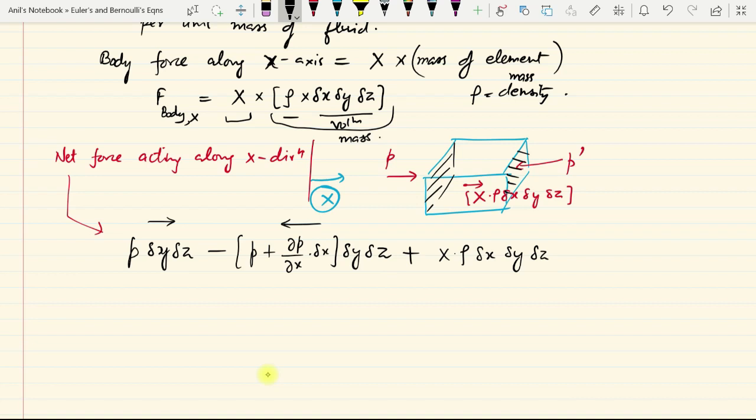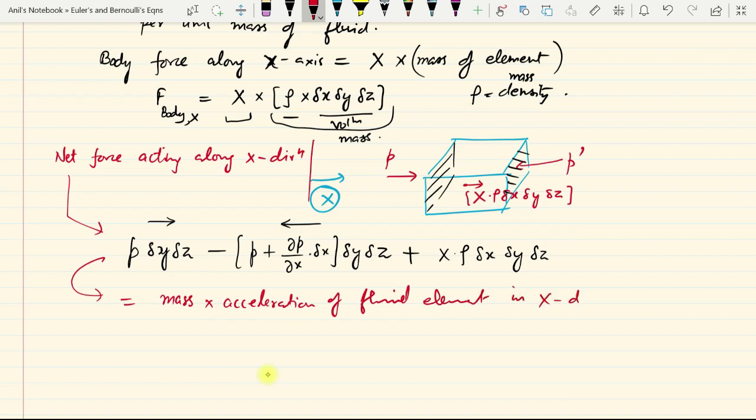Now this net force should be equal to mass into acceleration of the fluid element in x direction, as per Newton's second law. So this is the net force and it must be equal to mass into acceleration. It is as per Newton's second law.